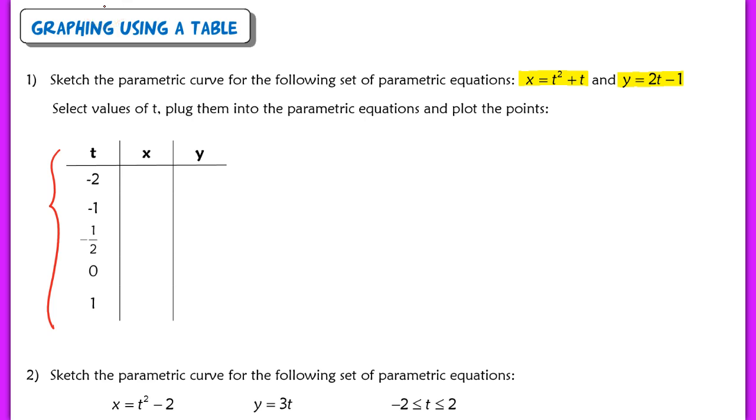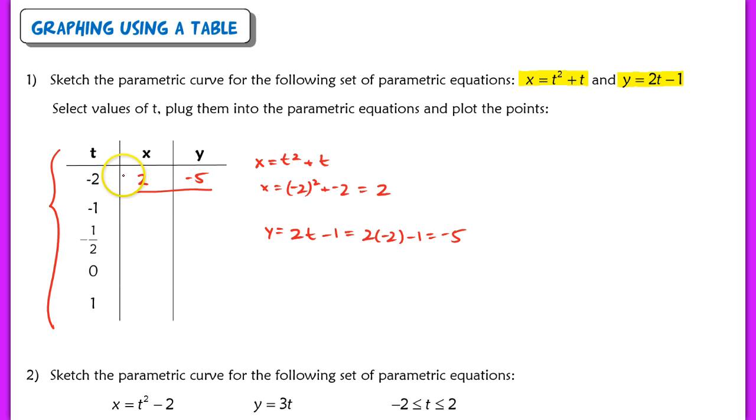So when t is -2, x is going to equal 2, because x is defined to be t squared plus t. So if I take -2 and square that and add -2, I end up with 2. Now y is going to equal -5, because y is defined to be 2t minus 1. So 2 times -2 minus 1 gives me -5. So this is my first xy position, 2, -5, when time is -2.